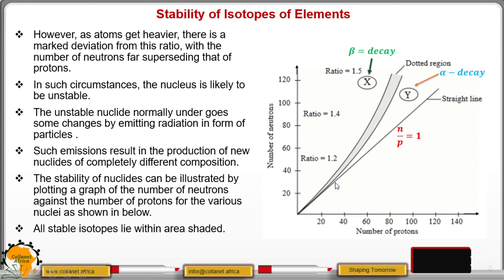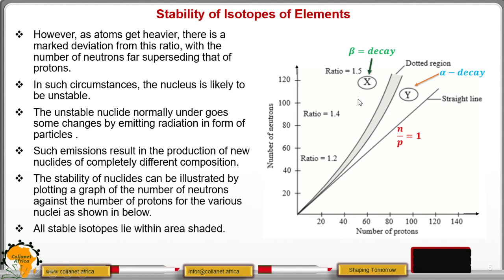But as the atomic number increases, as you can see in region Y and region X, this ratio is not the same. It is not equal to 1. In other words, the number of neutrons is not equal to the number of protons in region X and region Y. But we have said previously that if the ratio is around 6:1, it still lies within the stable region. That is why we are saying all stable isotopes lie within the shaded region. So this shaded part contains stable nuclides.